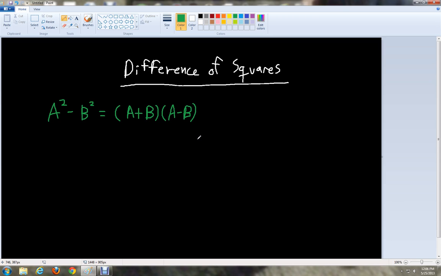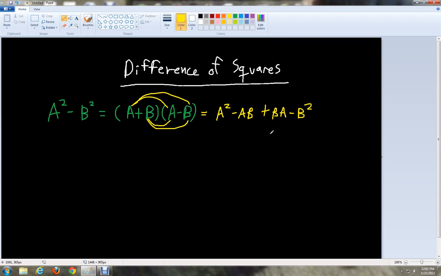Okay, so if you're not sure that this equation's true, just do the FOIL method, with a plus b, a minus b. And do the first, outside, inside, and last. You'll get it. A times a is a squared. And then minus a times b is ab. Plus b times a is, we'll just say ba. And then b times negative b is minus b squared.